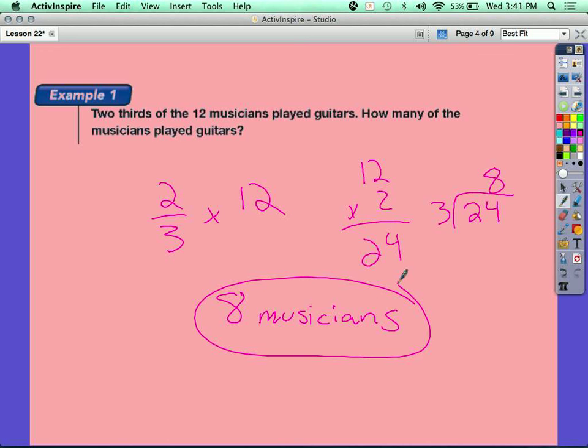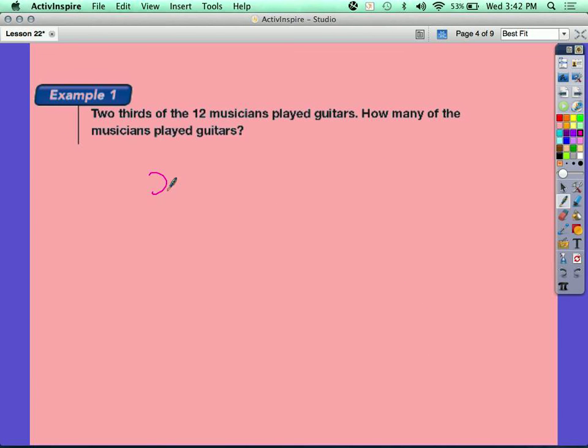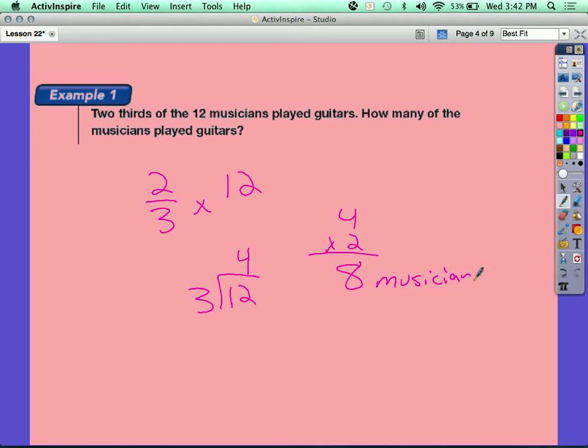Now, let's think about, would it matter if I divided first or multiplied first? Well, let's try it. So 2/3 times 12, I could divide by the bottom. Okay, I get 4, and then multiply by the top. I'm still going to get 8 musicians. It shouldn't matter. My suggestion is go with whatever's easiest. If you know one problem over the other, like the 12 times 2 or 12 divided by 3, do that one first.